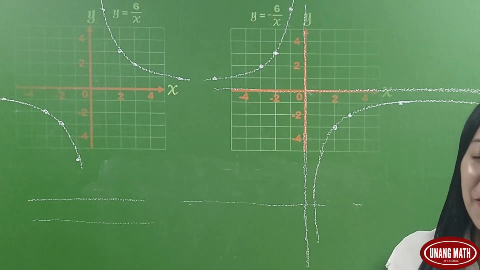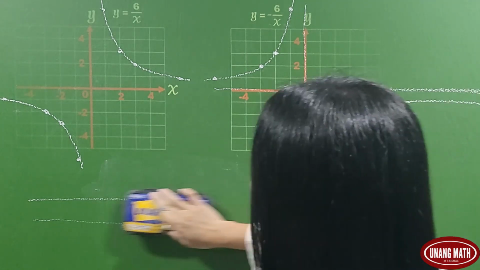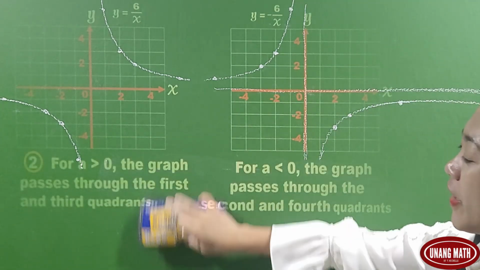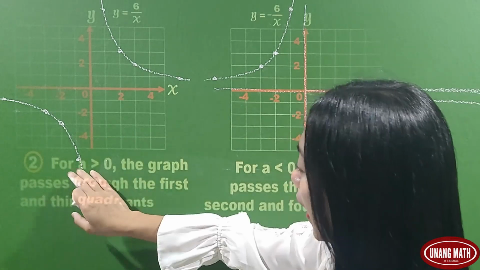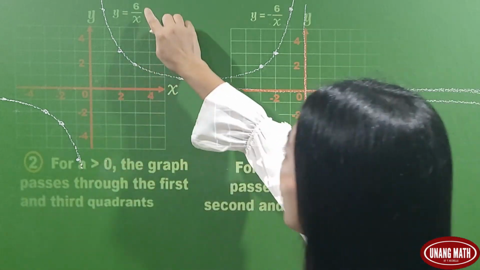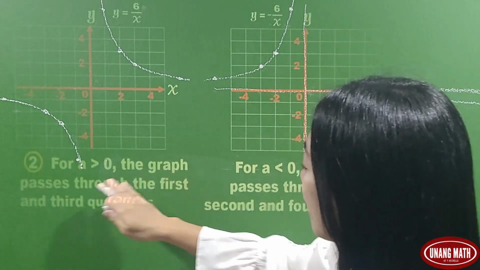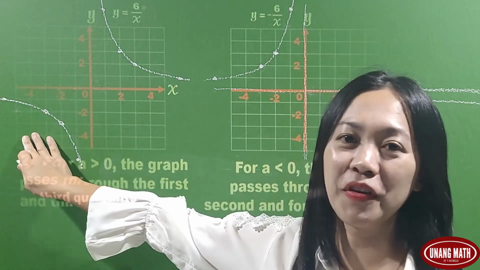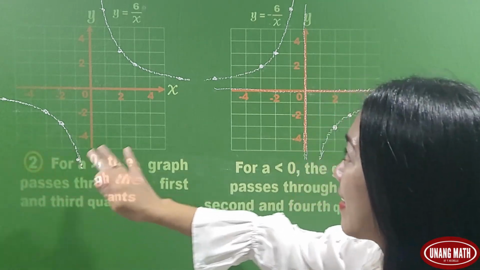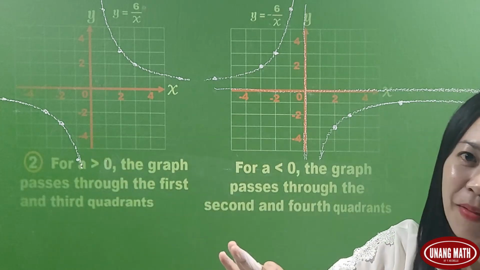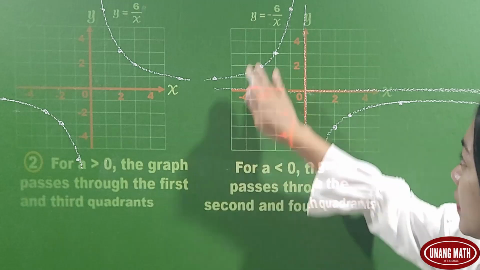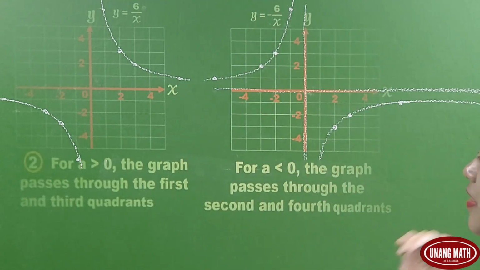Okay, other properties or characteristics of inverse proportion equations are, if a is a positive number, the graph passes through the first and the third quadrants. That is if a is a positive number. How about if a is a negative number? So the graph passes through the second and the fourth quadrants.